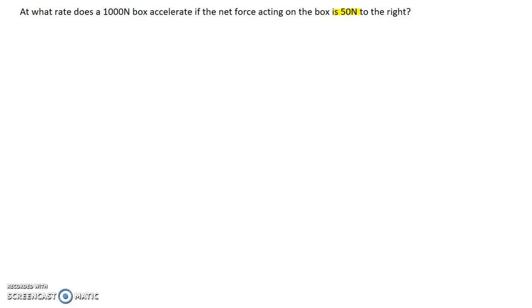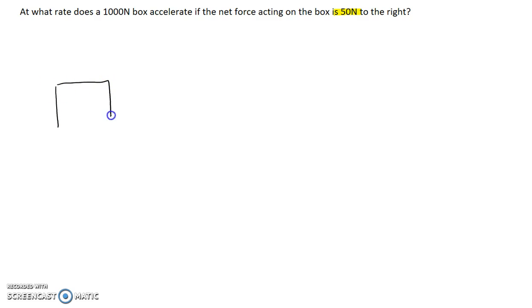At what rate does a 1,000 Newton box accelerate if the net force acting on the box is 50 newtons to the right? I've highlighted 50 newtons here because we know that's our net force. The first thing we're going to do is draw a free body diagram, because drawing a free body diagram gives you a better idea of what's going on in this situation.